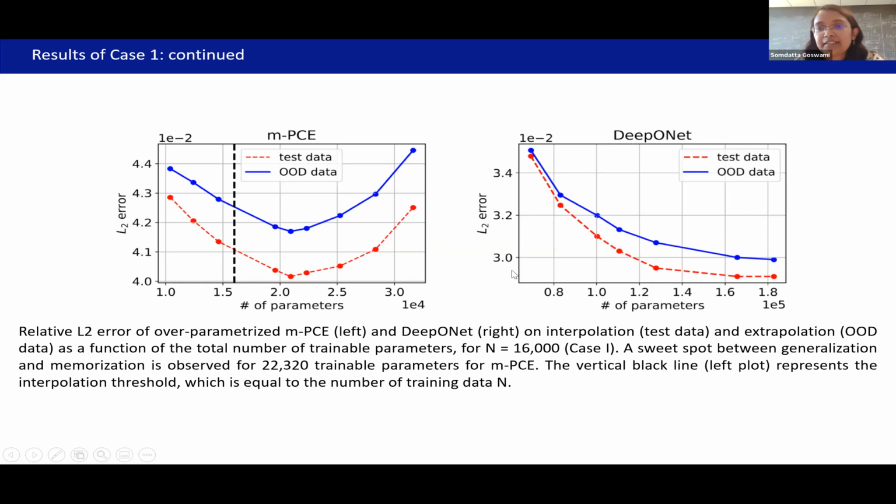Against that, the DeepONet accuracy keeps on improving as the total number of trainable parameters increases, but there is a small catch at the end of the graph, which is beyond 1.6 times 10 to the power 5, wherein a very small regularization term had to be added to improve the accuracy. And that is what I'll show in my next slide. The vertical line that you see on the left graph is the total number of training data.